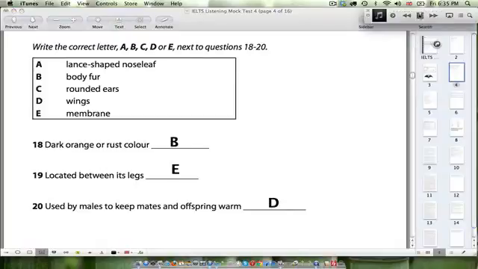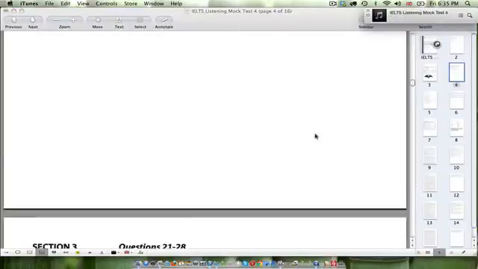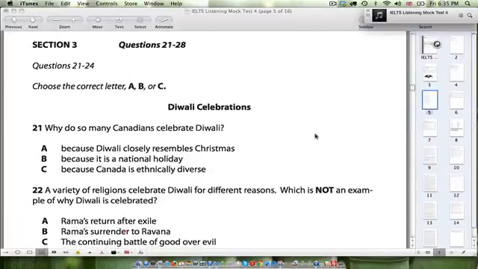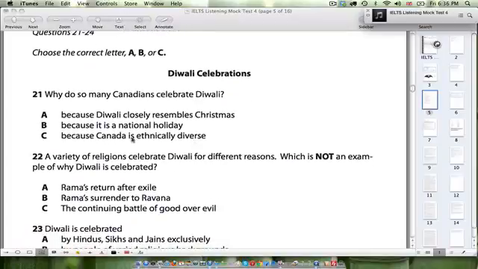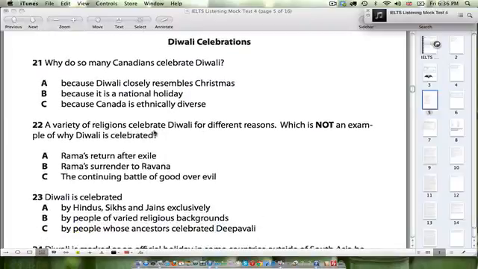Let's continue. You now have half a minute to check your answers. Let's go ahead to section 3 and preview the questions. Okay, we're talking about Diwali. Why do so many Canadians celebrate Diwali? Because Diwali closely resembles Christmas, because it's a national holiday, because Canada is ethnically diverse. A variety of religions celebrate Diwali for different reasons. Which is not an example of why Diwali is celebrated?